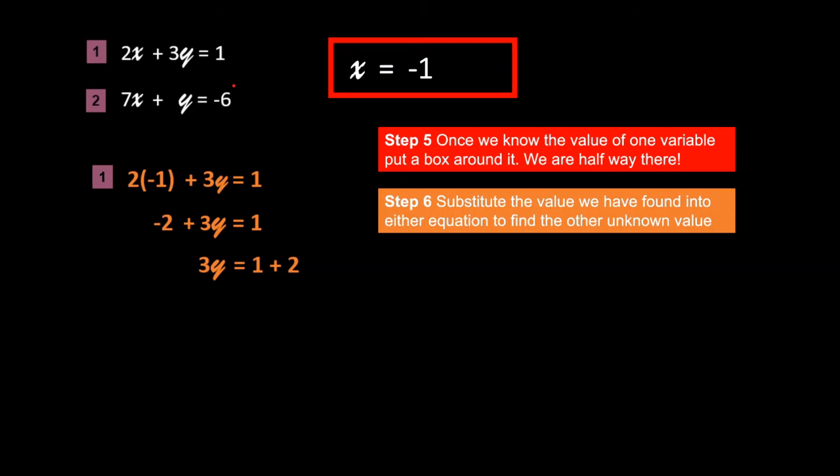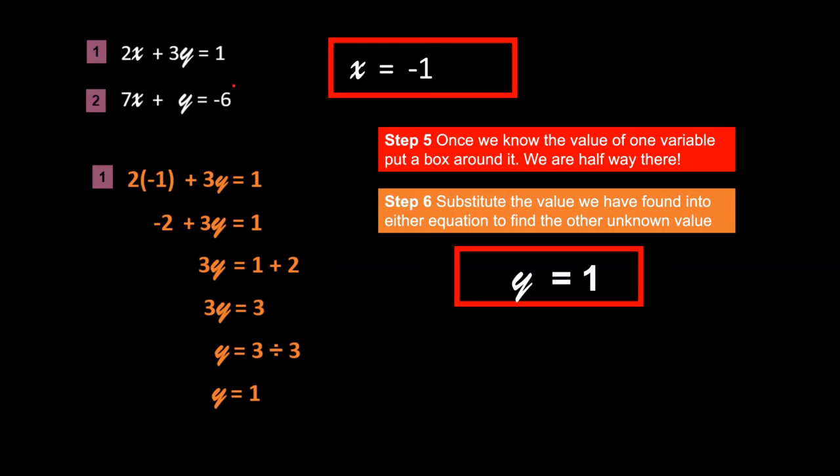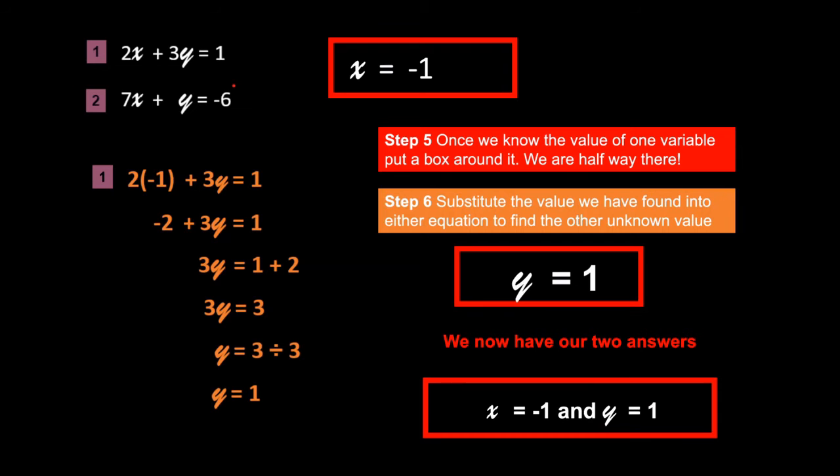So we've got 3y is equal to 1 plus 2. 1 plus 2 is 3. So the opposite of multiplying by 3 is dividing by 3. Y is equal to 3 divided by 3, which is 1. So I've got my x value, it's -1. I've got my y value, it's 1. I've got my two answers that belong together.